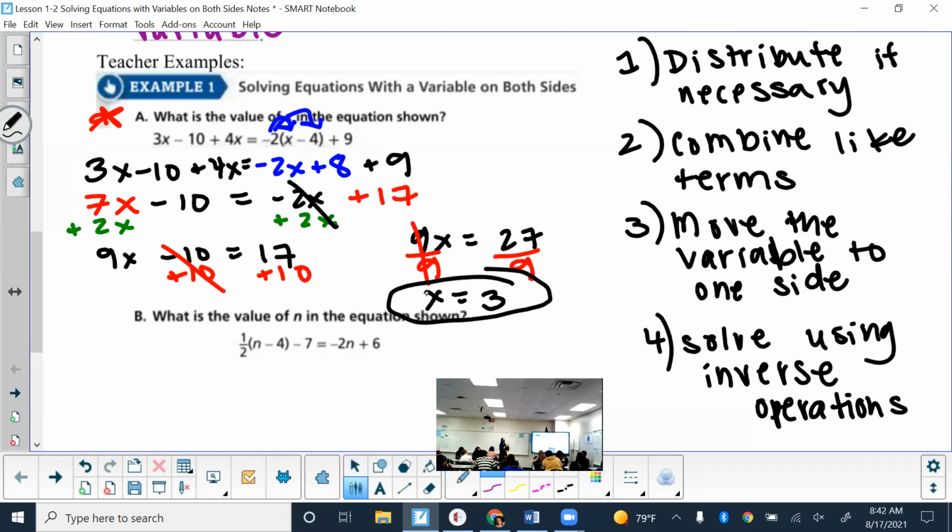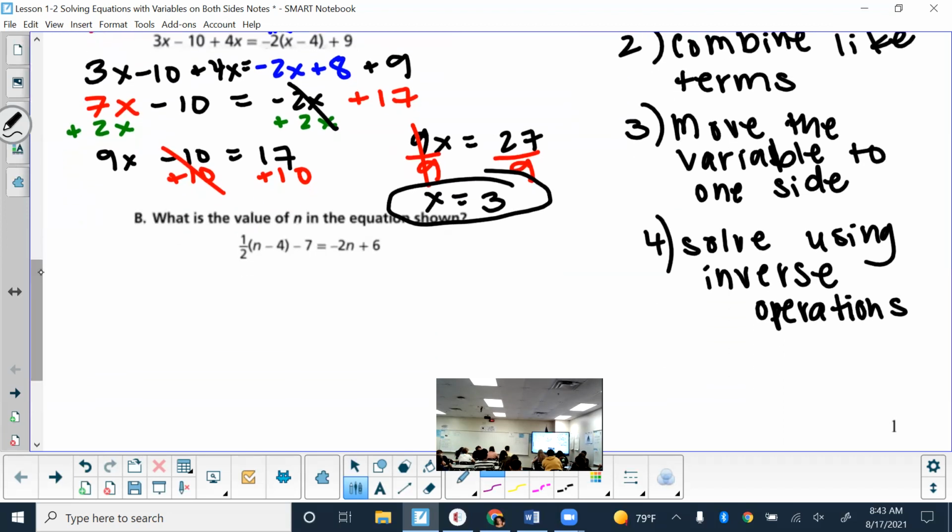How can I check my answer if I wanted to? Plug it back in for x in your equation, see if you get the same thing on both sides. All right, and now that we're using calculators, hoping that's a little bit easier to do. We can just enter the whole thing at once, like on the left side of the equal sign, and then again on the right side. Any questions?